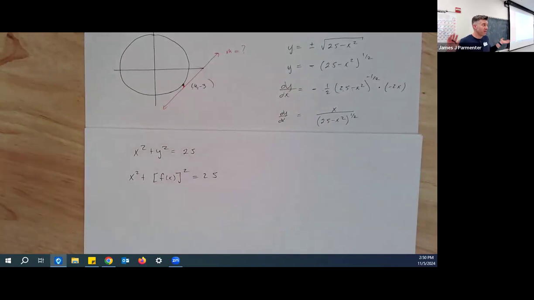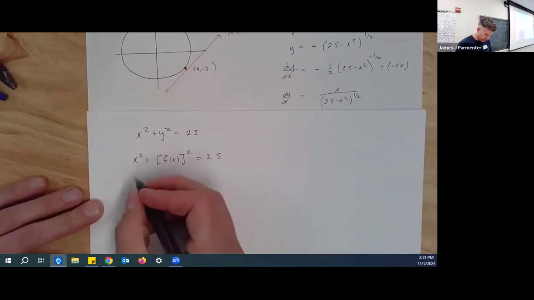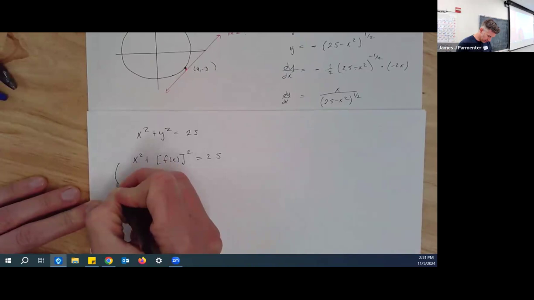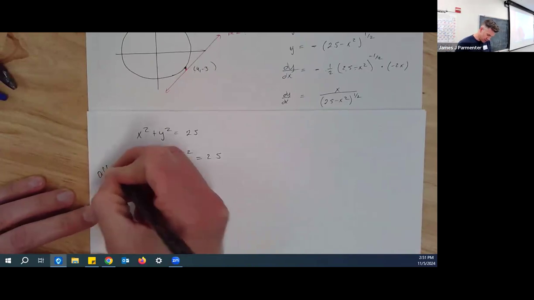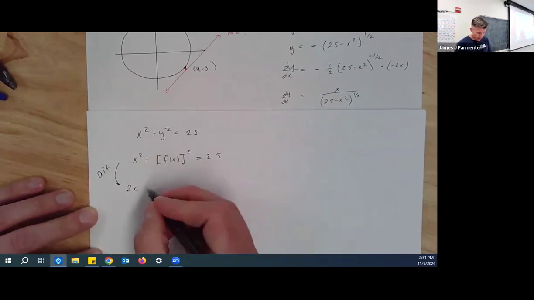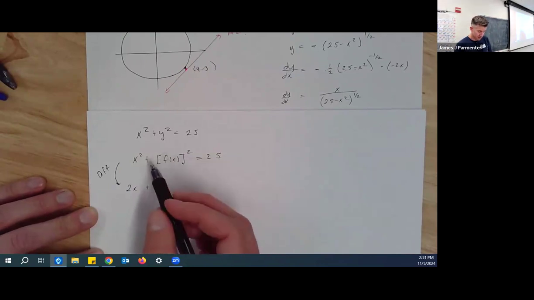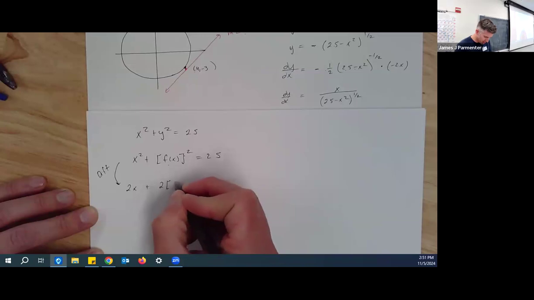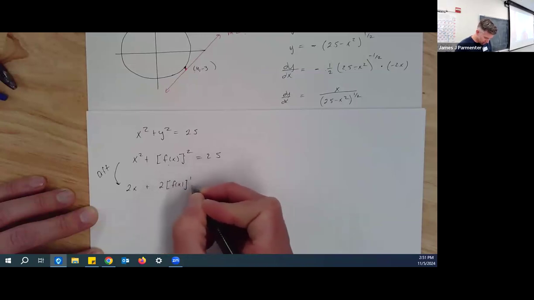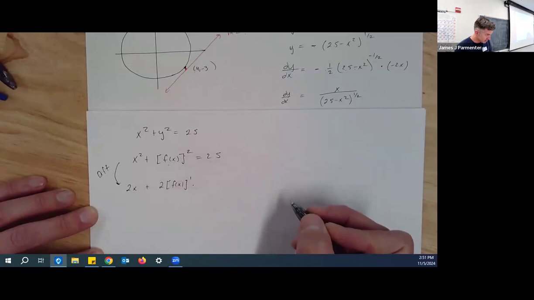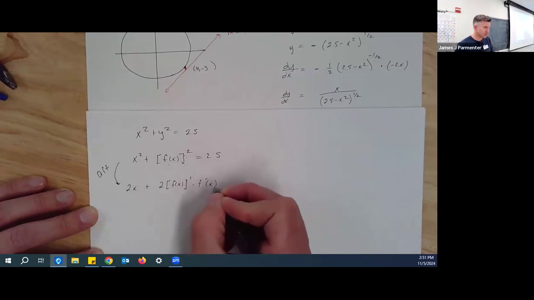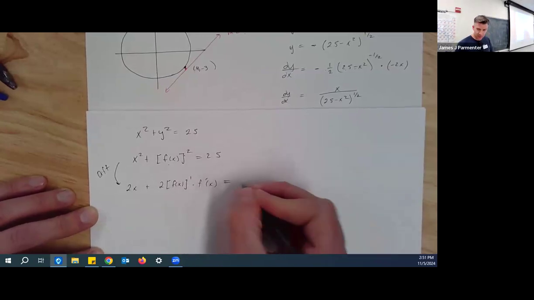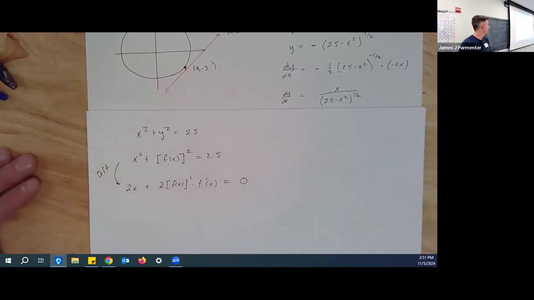And then instead of solving for y or f of x, we're just going to take the derivative of both sides right now. So the derivative of x squared is 2x. Let's write down we're differentiating both sides. The derivative of some stuff squared is going to be 2 times my stuff to the first power times the derivative of the stuff, equals the derivative of 25, which is 0.